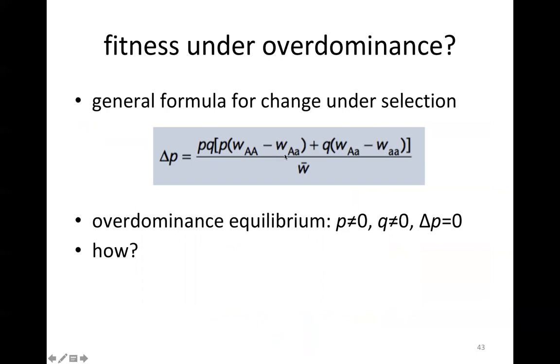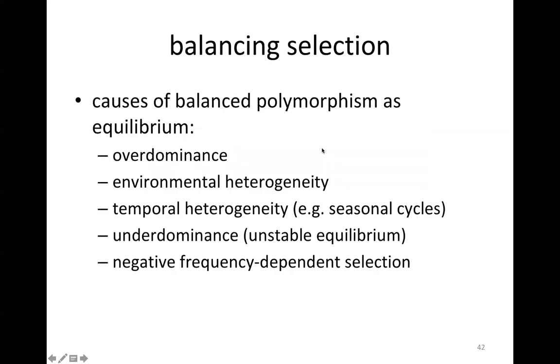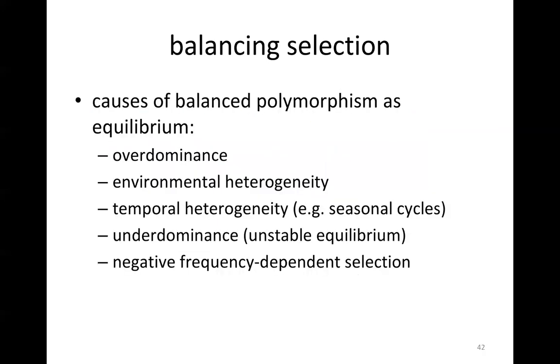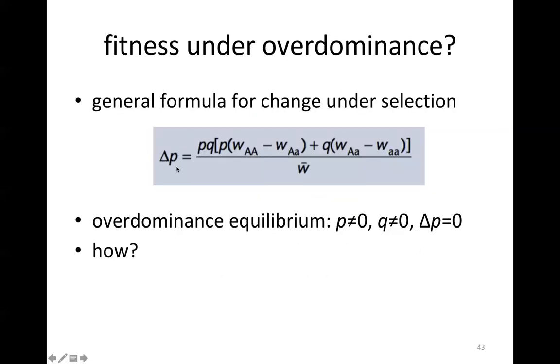So given this formula, this is a simplification of the delta P formula we described, which describes how P, the frequency of the capital A allele, changes as a function of both its frequency and the difference of fitnesses. So here, if we just plug in the fitnesses of the three genotypes, this will also help us calculate the change in allele frequency under balancing selection, just like in directional selection. It's the same thing.